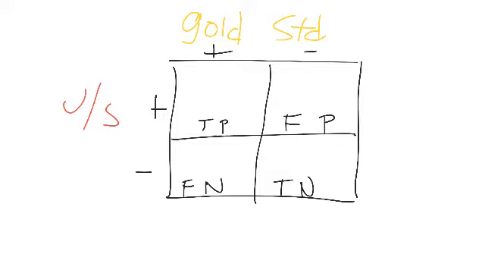So if we go back to our box and we draw a line down like this, this is going to be the true positive plus the false negative, okay? And that's all the patients with the disease, right? That's all of them, because the gold standard said that's all of them.